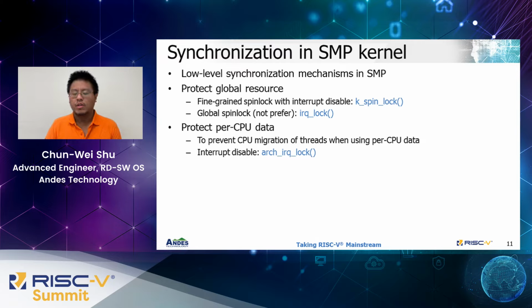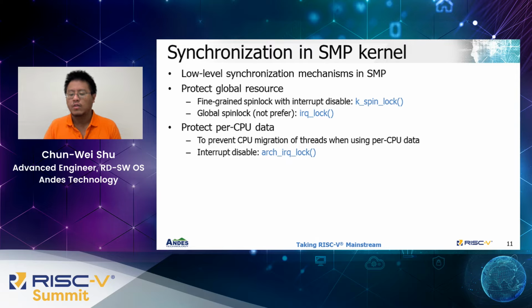In the architecture porting, we usually use low-level synchronization mechanisms. There are two conditions in which we should protect our data. The first one is protecting global resources from concurrent access in multicores. To protect it, we should use a fine-grained spin lock with disabling global interrupt to create a critical section before accessing data. The second one is protecting per-CPU data.